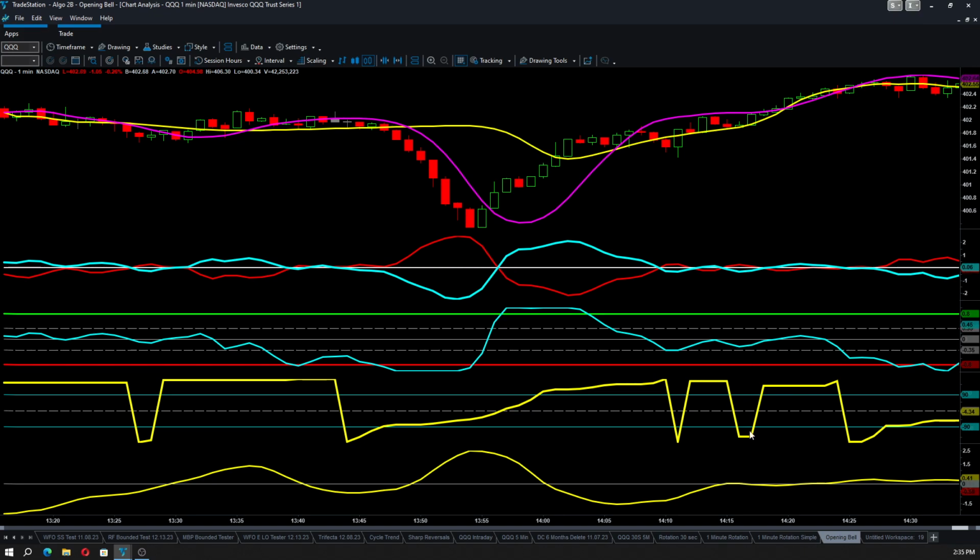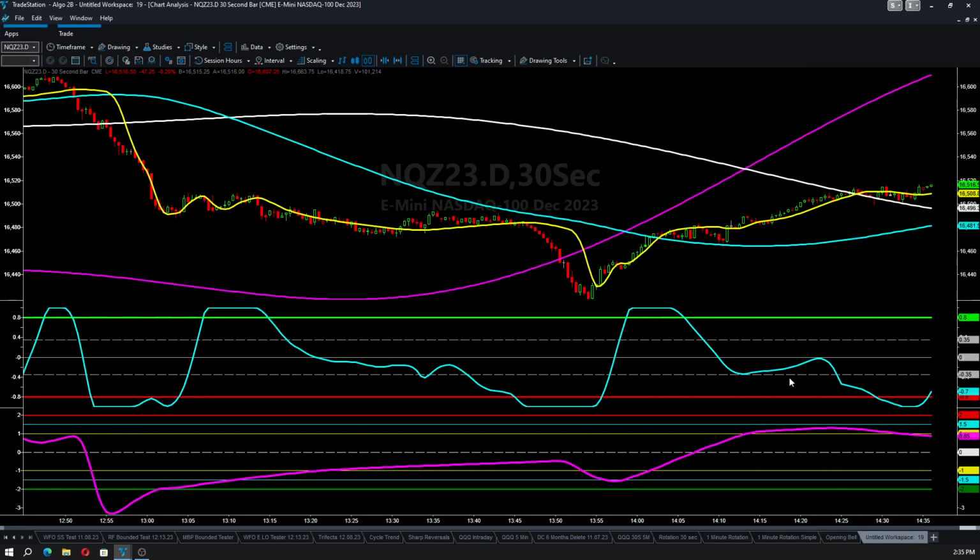Let's see how this all shakes out when looking at the NQ over here. Now, this is a 30-second chart of the NQ. The reason why you use a 30-second chart is because there are 2 more bars in the 1 minute chart than there obviously are in the 30-second. And you use the 30-second to really pinpoint your entry and your exits.